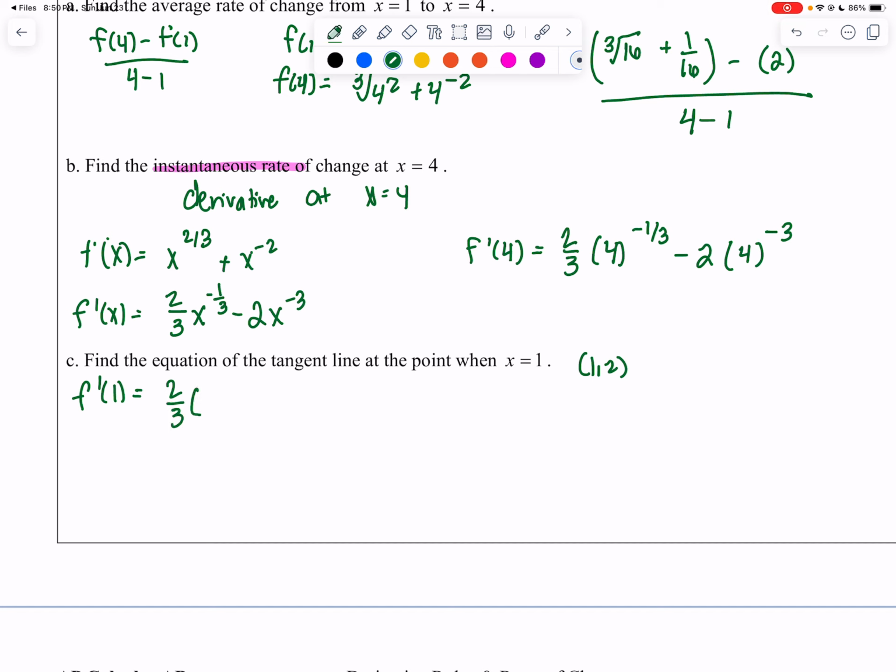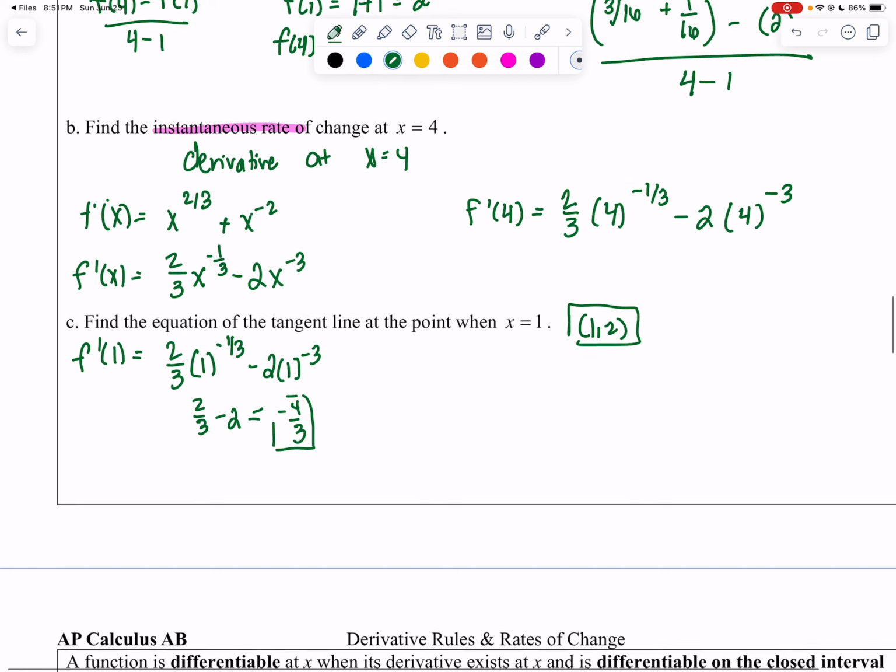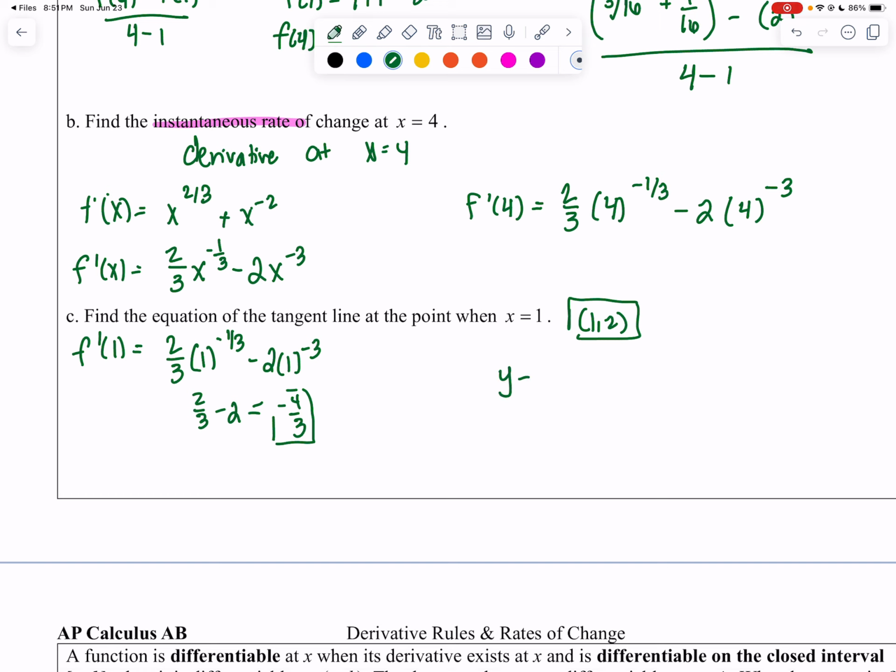That's 2/3, 1 to the negative 1/3 minus 2, 1 to the negative 3. Obviously, that's just going to be 2/3 minus 2, which is the same thing as negative 4/3. So you have your slope of negative 4/3, and then you have your point of 1, 2. So to find your equation, you're just going to have y minus 2 is equal to negative 4/3, x minus 1, and call it a day.